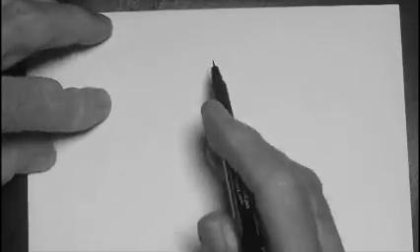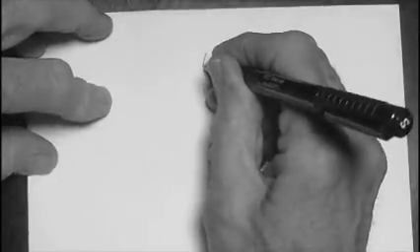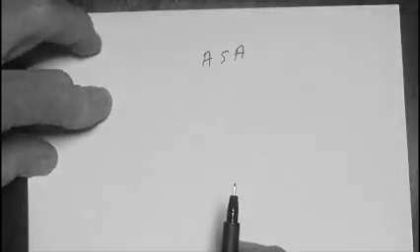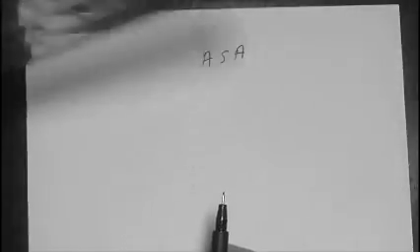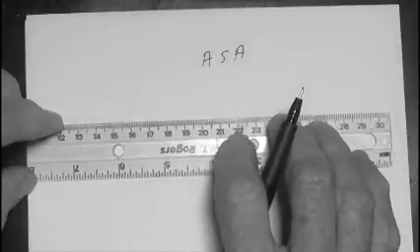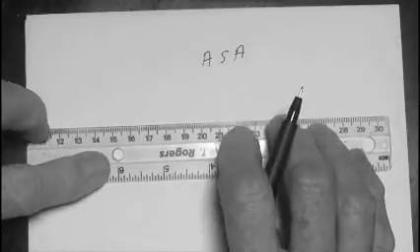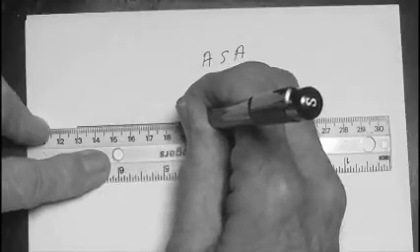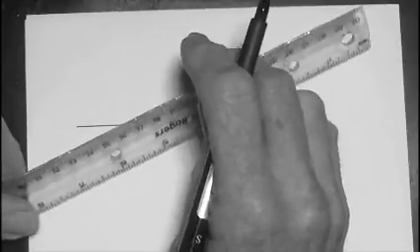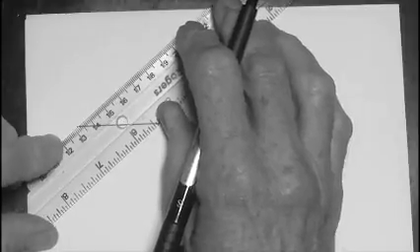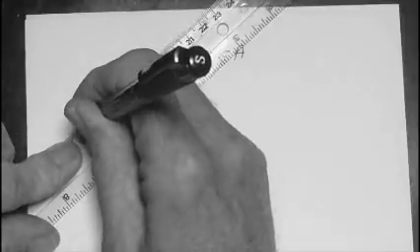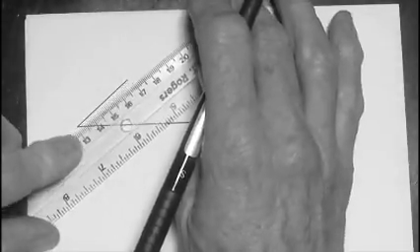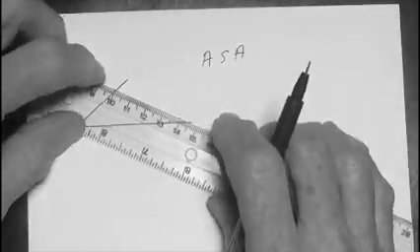Alright, let's see if we can't demonstrate the angle, side, angle method of showing two triangles are congruent. And what we have to do here is have a side and a place to start. So let's just begin here. And we'll pick an angle on this side of it. Just any old angle will do. And we'll come down here on this side and pick another one.